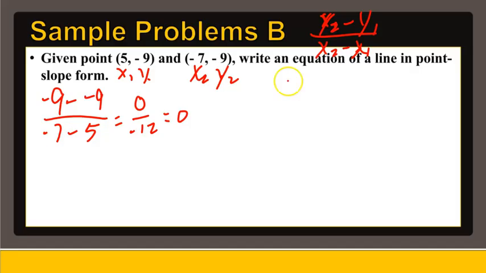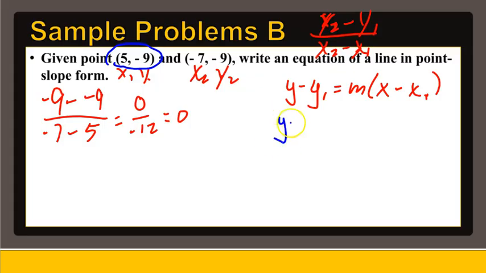Now if I'm going to use point slope form, I'm using y minus y1 equals m times x minus x1. Now since I have 2 points to choose from, I can have 2 possible answers here. I'll write with both of them. So I'm going to use this point first. So I have y minus, my y1 is negative 9, so that's plus 9, equals a slope of 0 times x minus my x1, which is 5. So this is what our equation would be in point slope form.